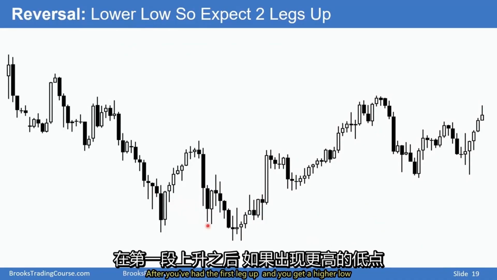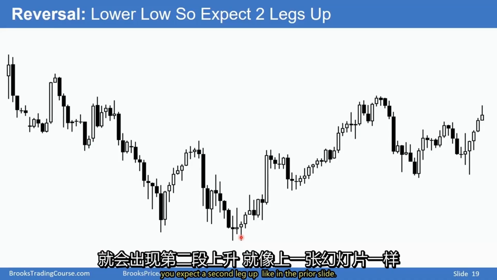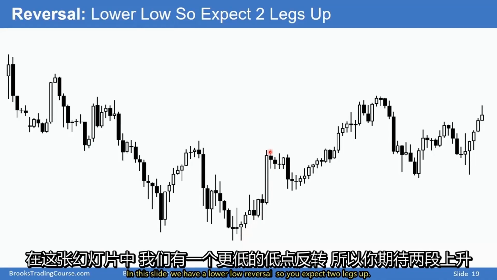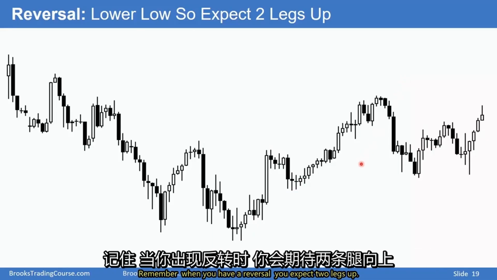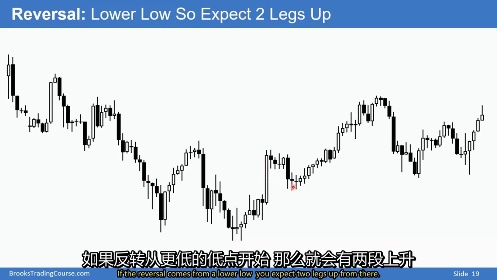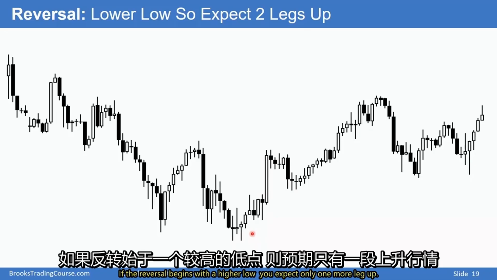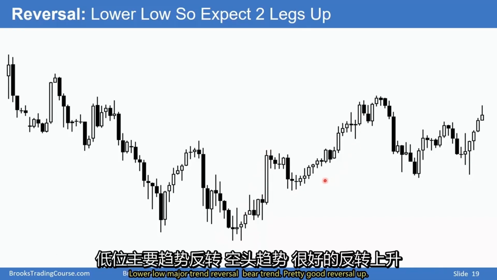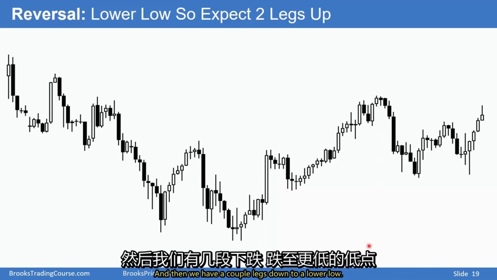Here we have a lower low major trend reversal, and you expect two legs up. After you've had the first leg up and you get a higher low, you expect a second leg up, like in the prior slide. In this slide, we have a lower low reversal, so you expect two legs up. Remember, when you have a reversal, you expect two legs up. If the reversal comes from a lower low, you expect two legs up from there. If the reversal begins with a higher low, you expect only one more leg up.